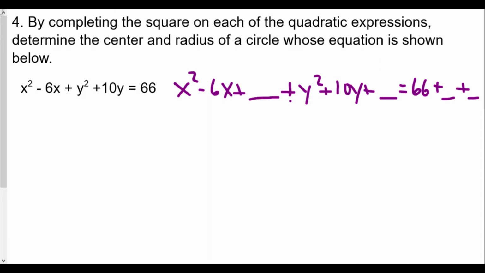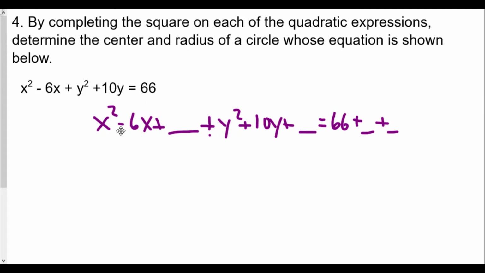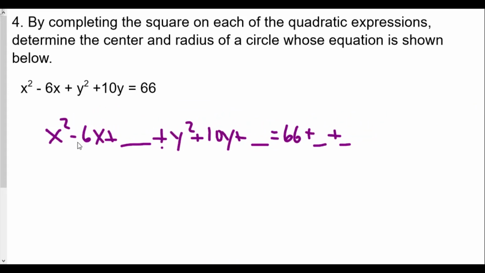Maybe I can move all this down here, a little more space. There you go, not so crowded. Let's make it a little wider to fit some more things in here. So plus blank plus blank. We're going to complete the square for each part, and then we'll factor each part as well.